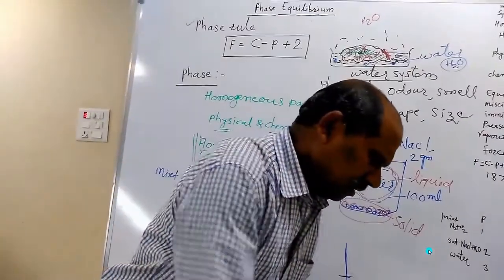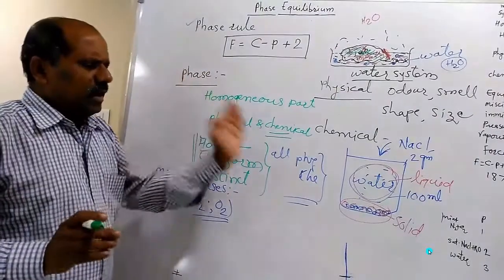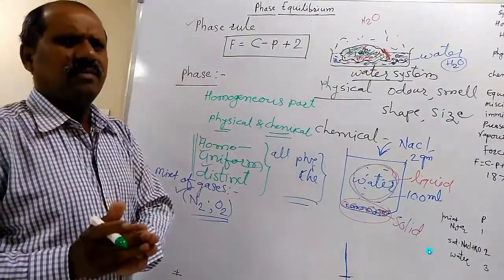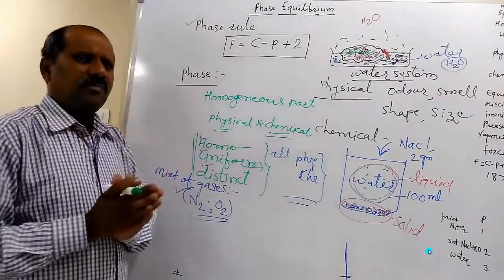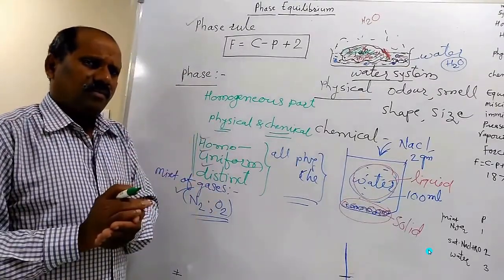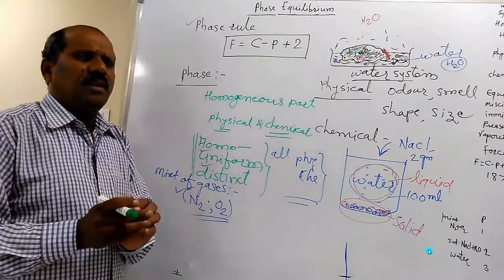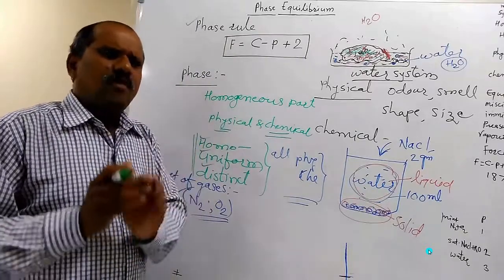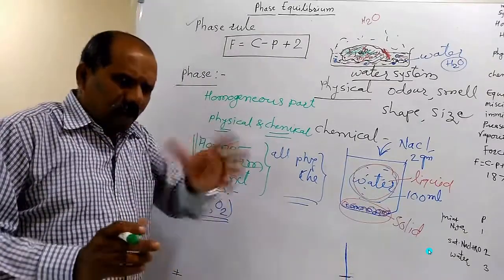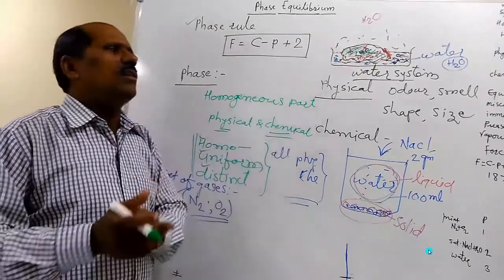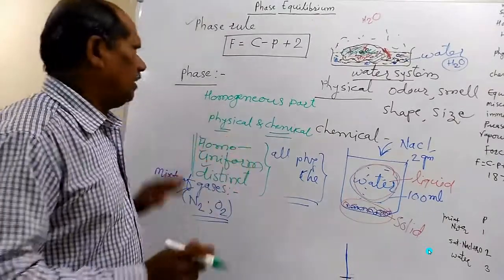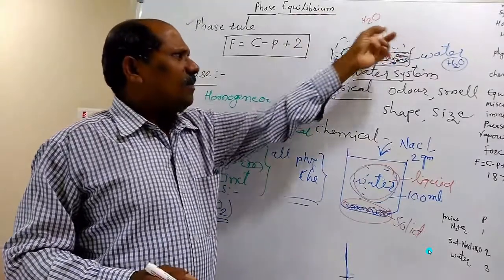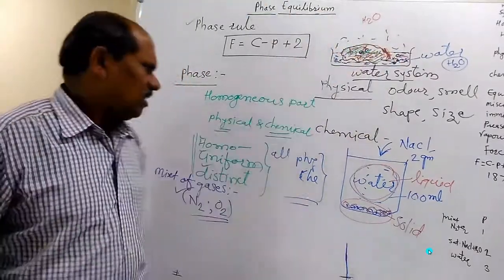So take under consideration, phase is a homogeneous part, uniform one, and a distinct part in the heterogeneous system, whose physical as well as chemical properties are the same throughout. That part of the heterogeneous system is called the phase. In the water system, there are three phases: water vapor, ice, and liquid water.